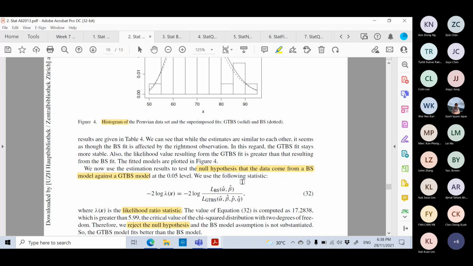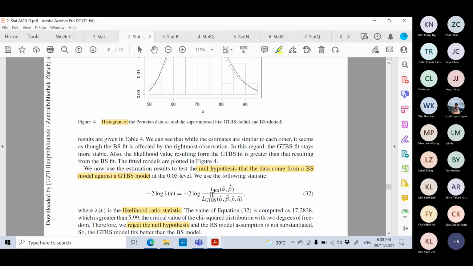The likelihood ratio test statistic is given by the following. Again, this was not proposed by this author. The author makes use of an existing technique to support their proposed distribution, or what they call the proposed model. They test the following hypothesis: the null hypothesis says that the data come from the BS, versus the data come from the GTBS.